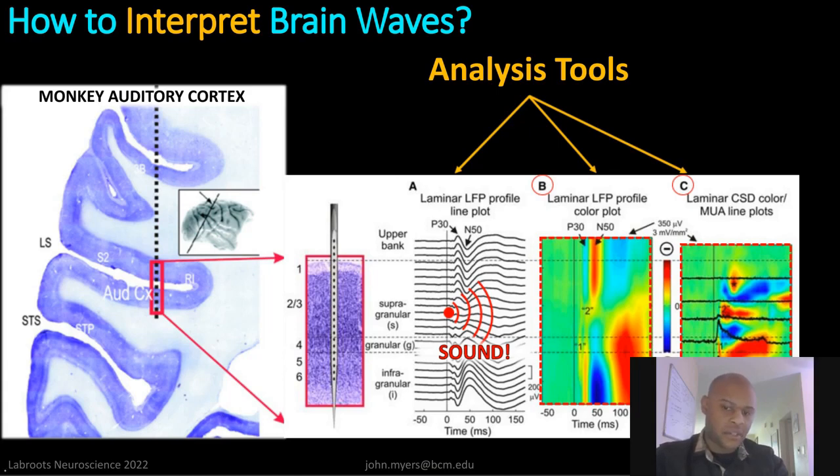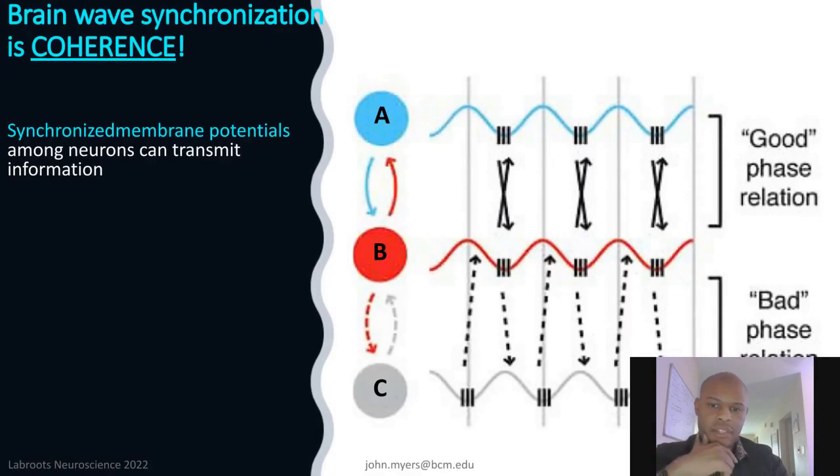So these brain regions are synchronized, right? These brainwaves are synchronized within this region. And that gives us an indicator as to the spatial distribution of that synchronization, like where the input is, where the output is, etc. Right? And so brainwave synchronization is also called coherence.